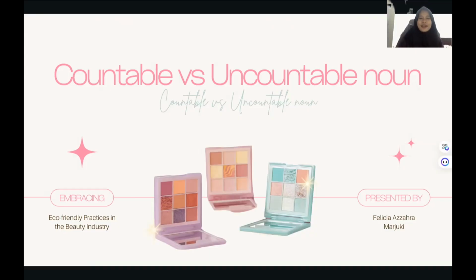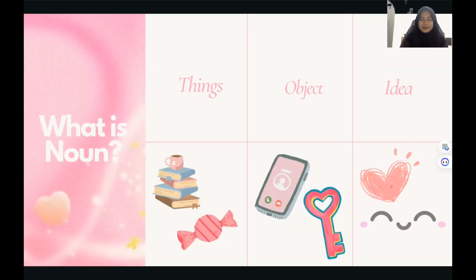And our topic today is countable and uncountable nouns. Well, before we jump into the discussion, it's better if you know what a noun is. Basically, a noun is something that you can see, you can touch, and you can feel. For example, it can be things, objects, and ideas. It can be books, candy, phone, key, happiness, and love.